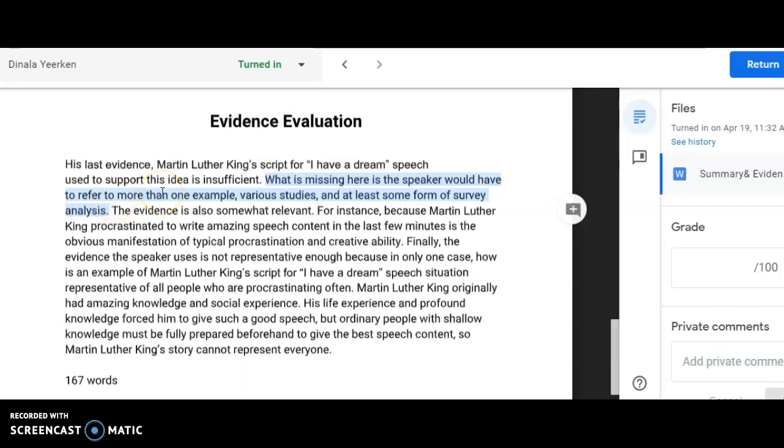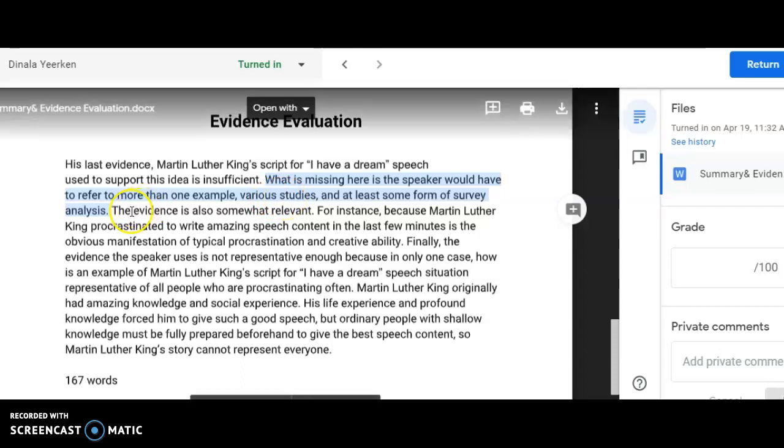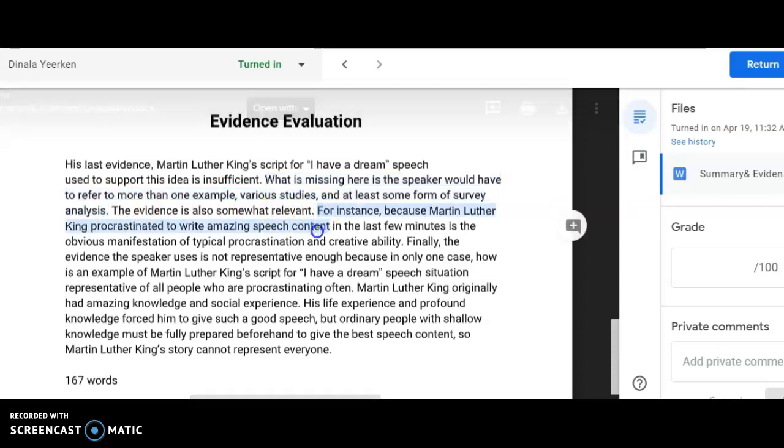But I like your thinking here. You're saying it's not sufficient, but we need more. More to do what, right? That's what you need to add. As far as the relevance, again, you need to expand a little bit. You're saying you procrastinated to write this amazing speech in the last few minutes.